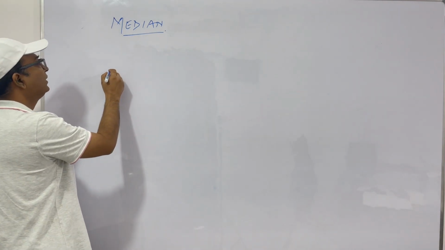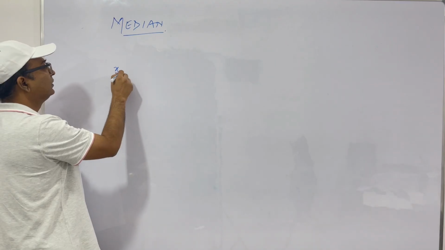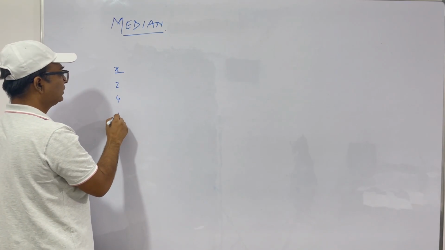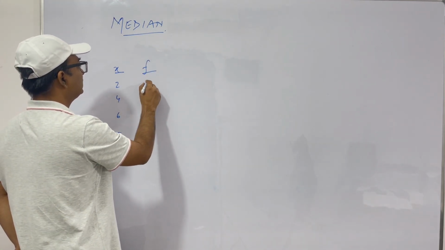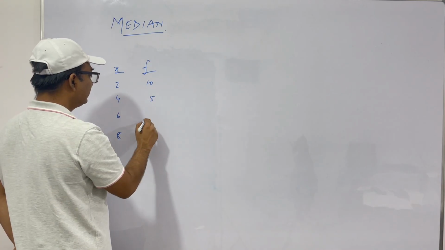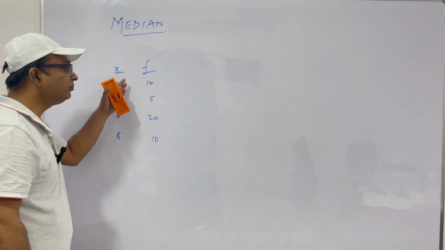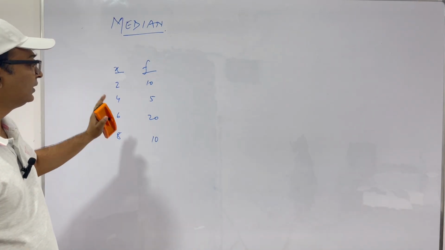Let's say we have x equal to 2, 4, 6, 8, and the frequency is 10, 5, 20, 10. Now, what will be the median for this discrete frequency distribution?